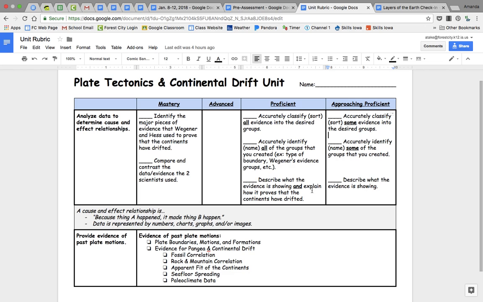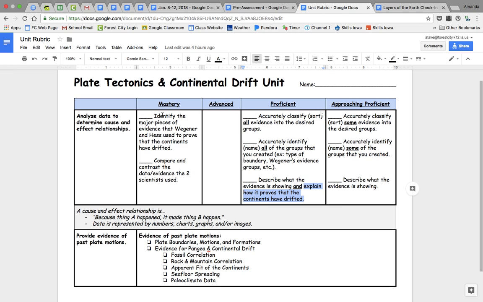If you say, the evidence shows that the same fossil was found on different continents, which means that the continents must have at one point been together, that's proficient, because you are not only describing what it's showing, there's fossils on different continents, but you're also explaining how it proves that the continents have drifted. Remember, proving the continents have drifted, that's our key. That is what the standard actually asks us to do.